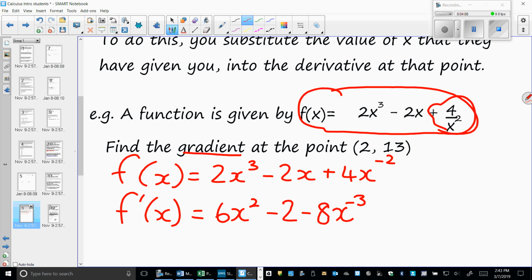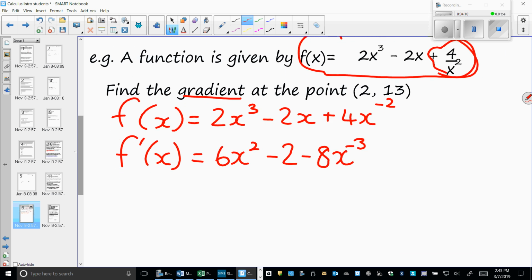Okay, so we've now got our derivative, but they've asked us what's the gradient at the point (2, 13). Now, secretly, the 13 is irrelevant. We don't actually need to know the y value, because the only thing involved in our expression is the letter x. So the only number we need to know is the 2. That's why some questions will say when x equals, and sometimes they will give you the coordinate, but you don't need to know the y value.